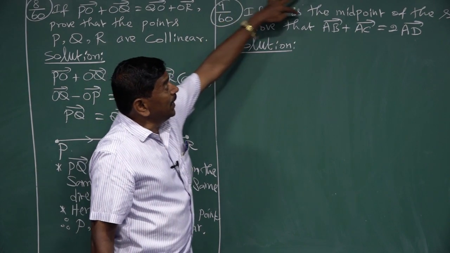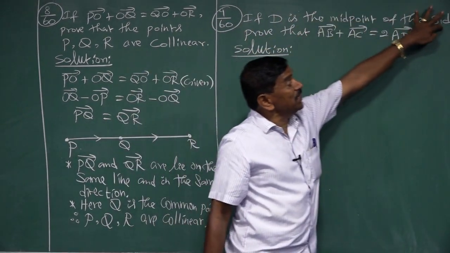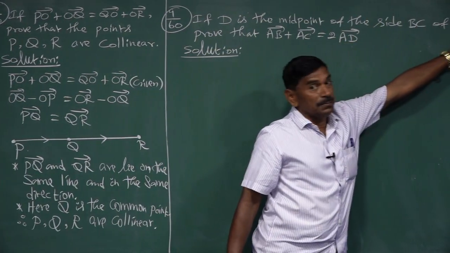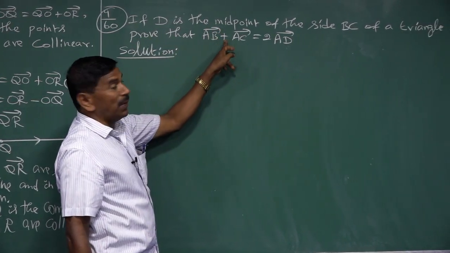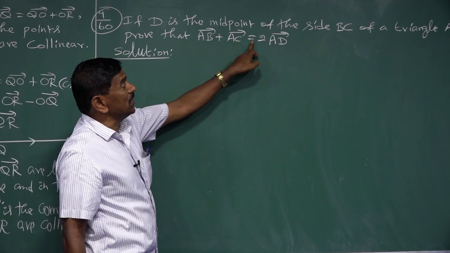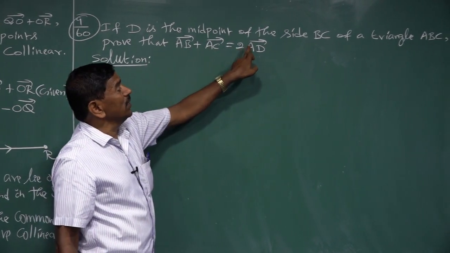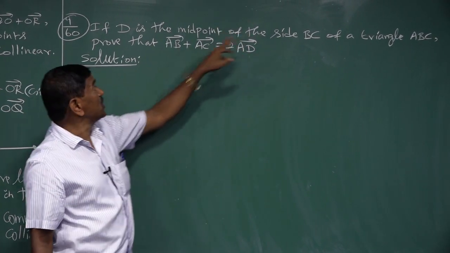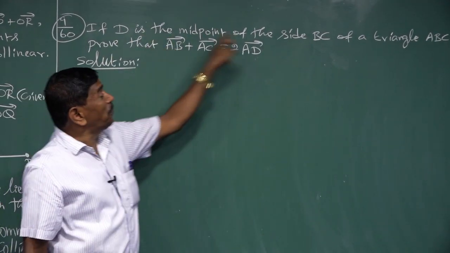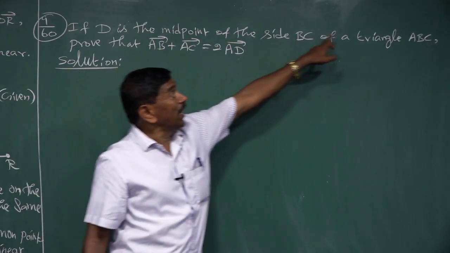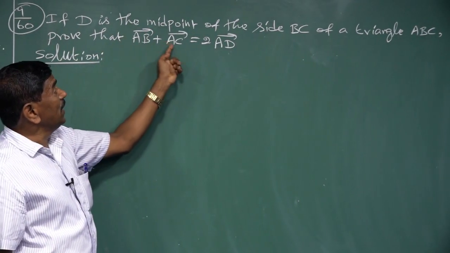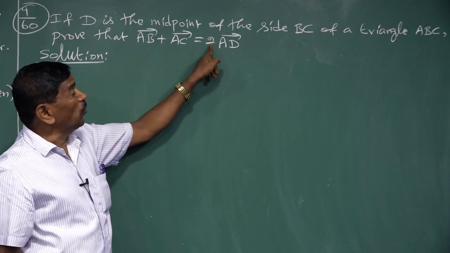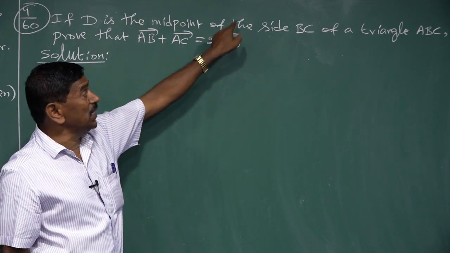If D is the midpoint of the side BC of triangle ABC, then prove that AB vector plus AC vector is equal to 2 into AD vector. Listen again to the question. If D is the midpoint of the side BC of triangle ABC, then prove that AB vector plus AC vector is equal to twice of AD vector. This result we want to prove.